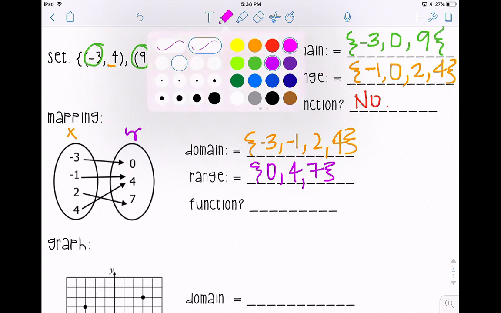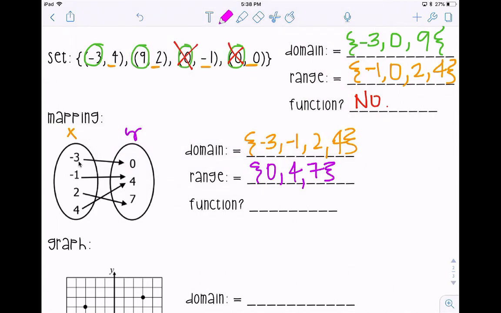Last part is, is it a function? So again, function is did any of the x's repeat? So I only have one arrow coming from each of these x's. So the negative 3 was used once for the negative 1, once for the 2, once for the 4. So this is a function. So I'm going to put yes, this is a function.